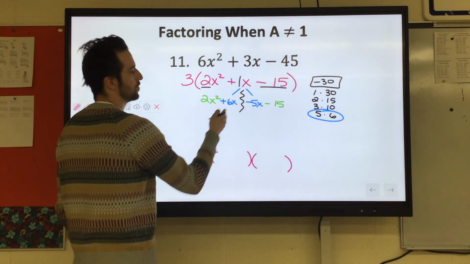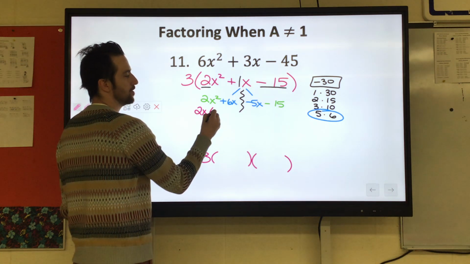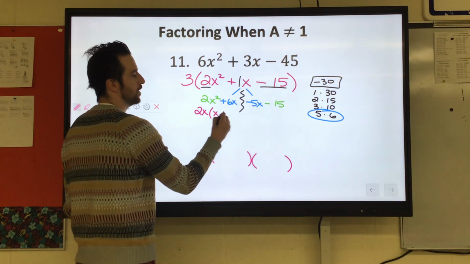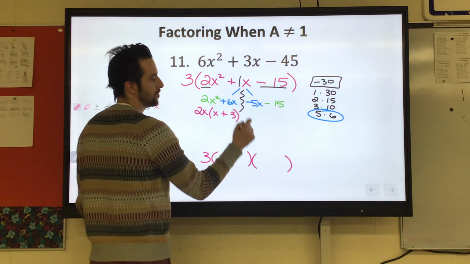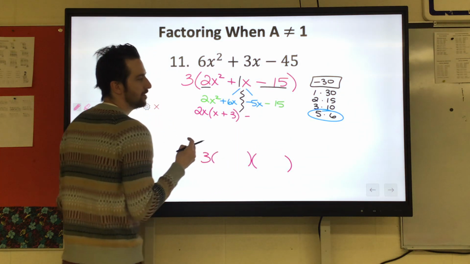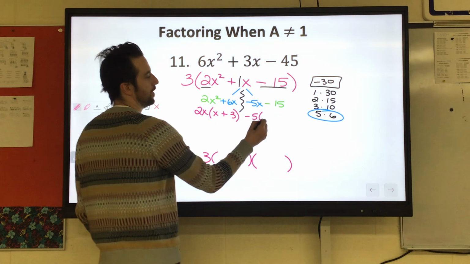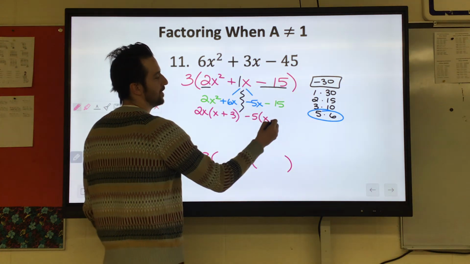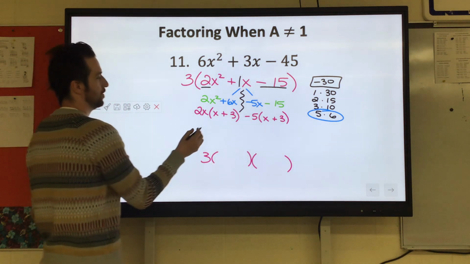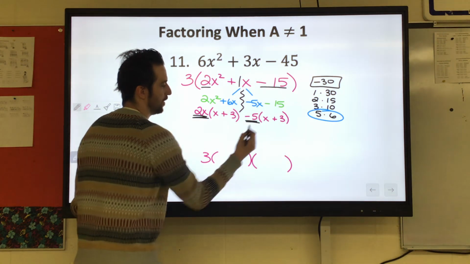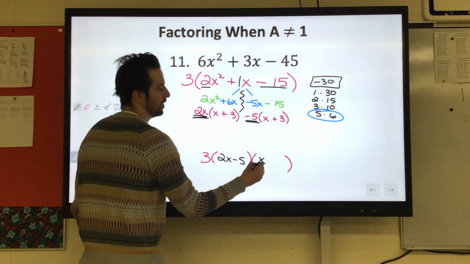Left side, 2x squared and 6x. You could factor out 2x. 2x times x is 2x squared. 2x times 3 is 6x. The right side starts with a negative, so we'll factor out a minus. 5x and 15 have a 5 in common. Negative 5 times x is negative 5x, and negative 5 times positive 3 is negative 15. So on the outside we had the 2x minus 5, and then they have the x plus 3 in common.